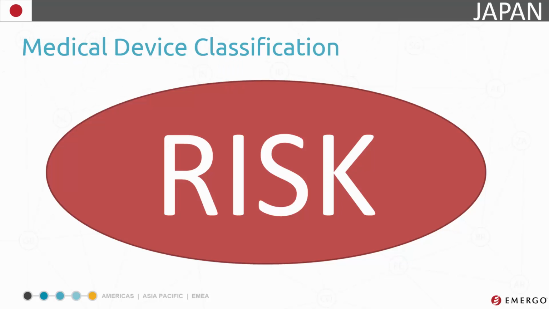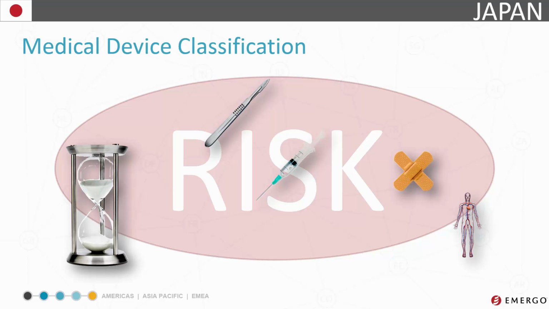Just as they are in many other markets of the world, medical devices in Japan are classified based on the level of risk the device presents to the patient or the user. This is determined by examining different criteria, such as the duration of contact with the body, degree of invasiveness, and local versus systemic effect. This risk-based system results in a classification.